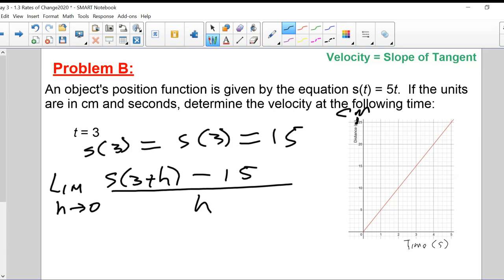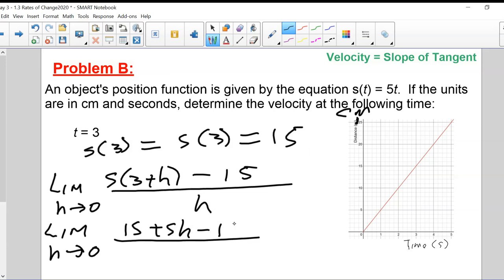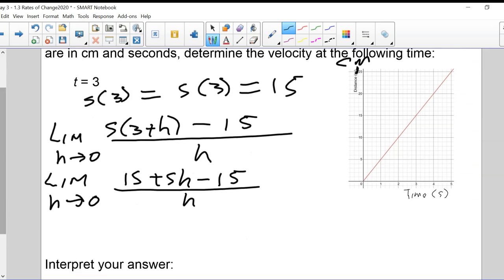And then we're going to say, okay, so that's the limit as h approaches 0 of 15 plus 5h minus 15 over h. Nothing new that I've done here so far. Everything is exactly as I've done it before. So now this part, of course, I'll just save some space here and put this as being equal to 5h over h.